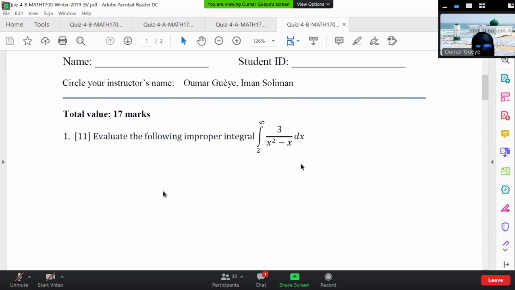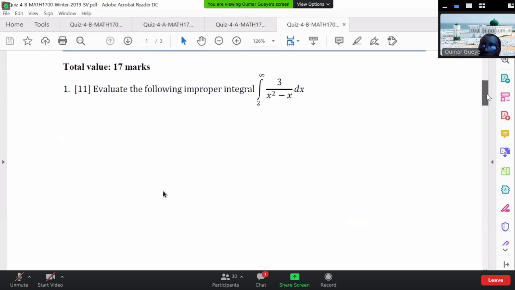Are you done? So you guys have to use the same approach. Okay, so partial fractions expansion. So you find the coefficients, calculate the integral, and then you calculate the limit when t goes to infinity.